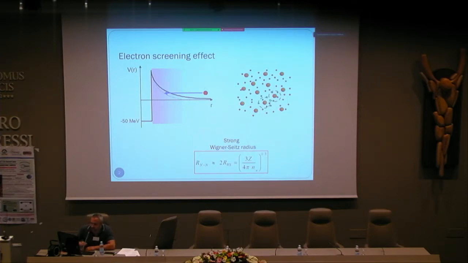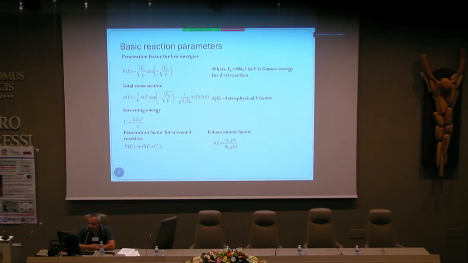Of course, we use a metallic host because it's actually a very good astrophysical dense plasma model, and we get the electrons we want where we want them. Of course, these are the basic parameters of the reactions, such as penetration factor, cross sections, screening energy, and so on. It was already told before, so I won't focus on that.